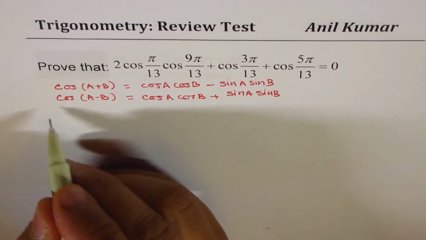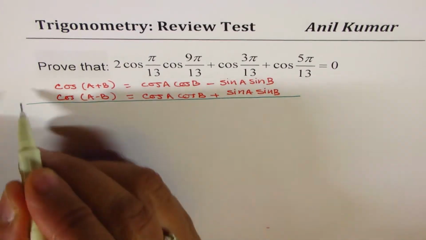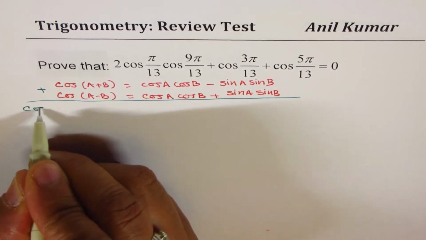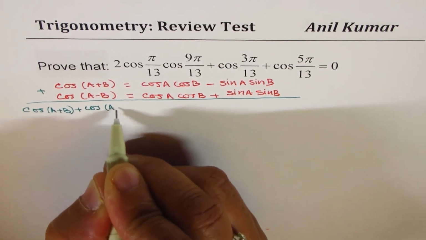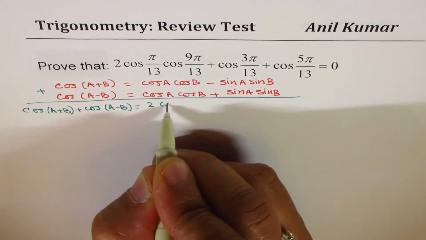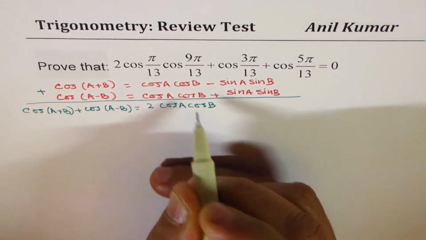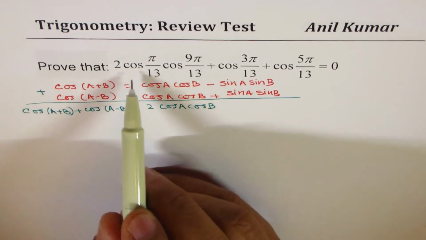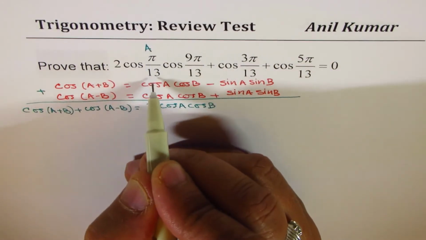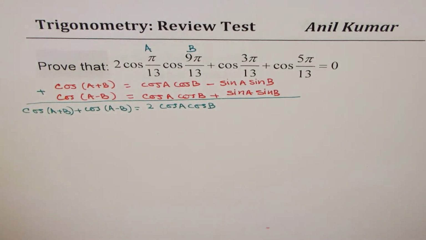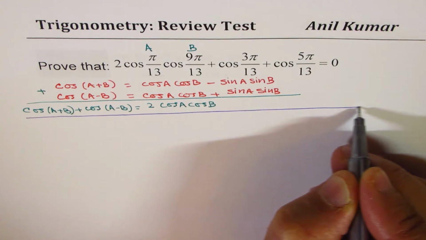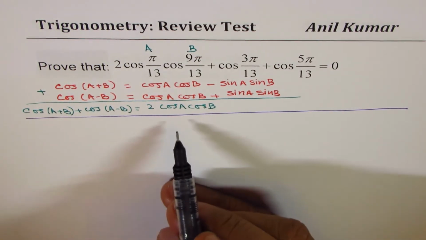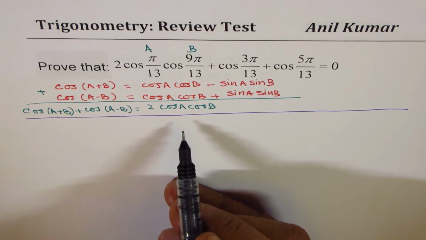Now, if you add them up, what do you get? If you add them up, you get cos(A plus B) plus cos(A minus B) equals twice cos A cos B, correct? So this term twice cos A cos B, you can treat pi by 13 as A and 9 pi by 13 as B. And then you can apply this formula, correct? So we'll apply this formula right there and then prove this particular identity. That is the strategy.